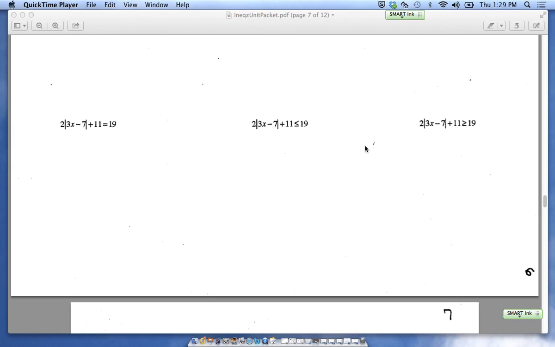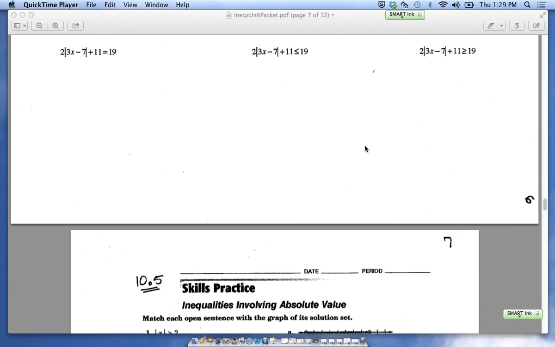In your purple packet, I will work through the examples at the bottom. And here, just a little review maybe for some of you on absolute value. I can't do anything to what's inside the absolute value bars until I've isolated just the absolute value bars themselves. And that's how these problems differ from the other examples on this page.